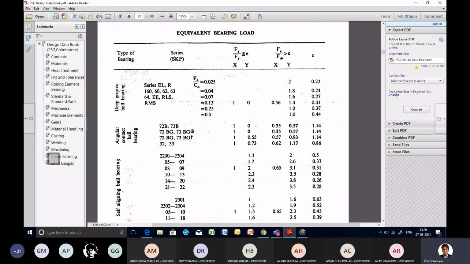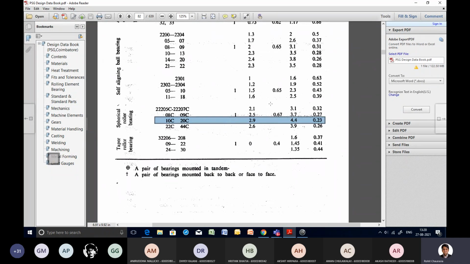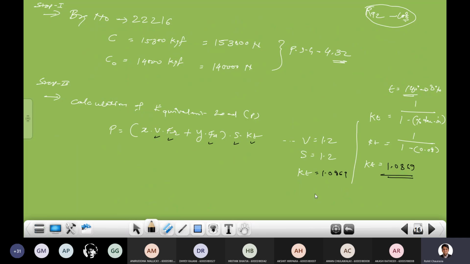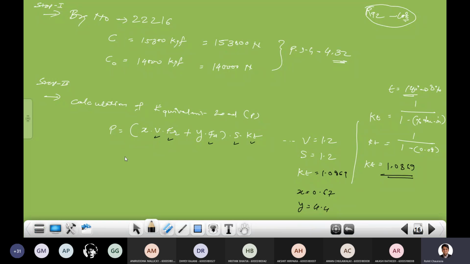Once we compared FA upon FR with e, after comparing these two values we are getting that FA upon FR is greater than e. So if FA upon FR is greater than e, in that case this is feasible for us. So here the X value will be 0.67 and Y is going to be 4.4. Yes, 0.67 and 4.4.